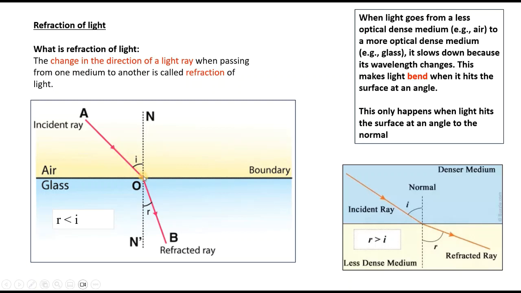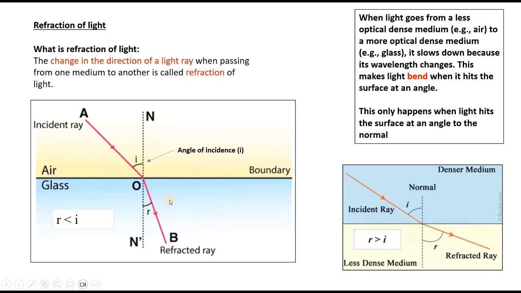So when the light ray strikes here, it actually slows down because it's got a higher optical density, this glass block. And then it's bent, it changed direction. And in which direction? It changed direction towards the normal. We can see that.